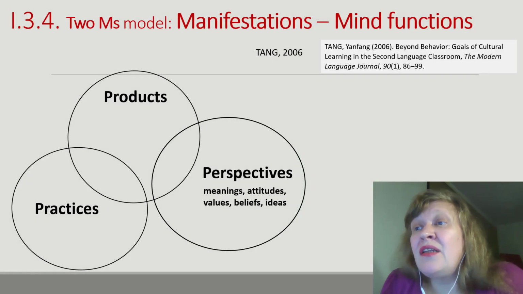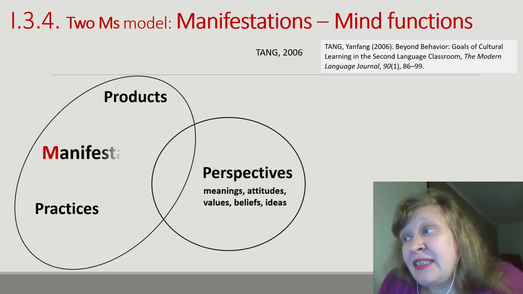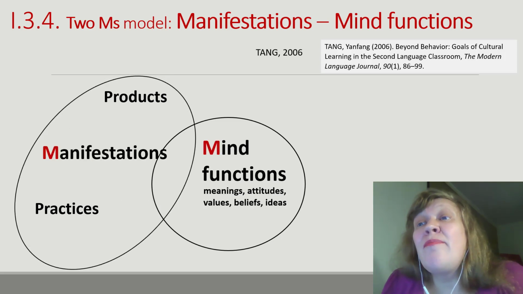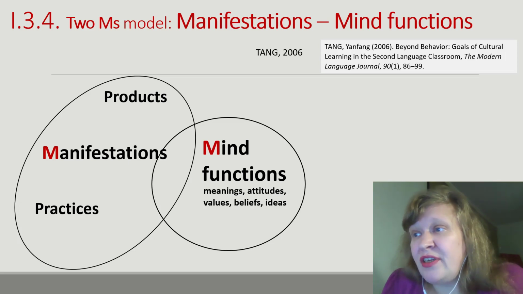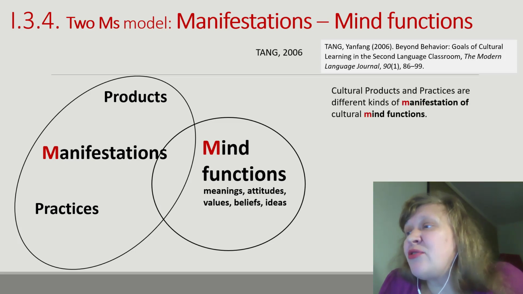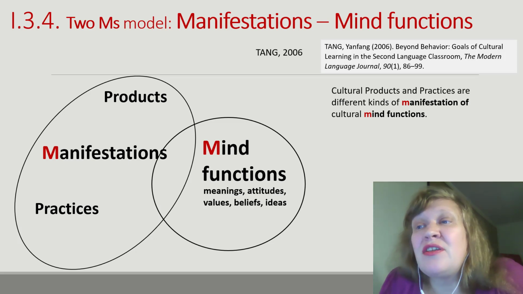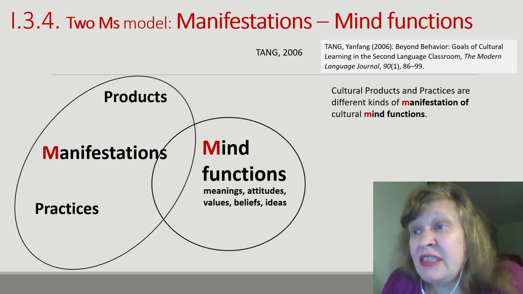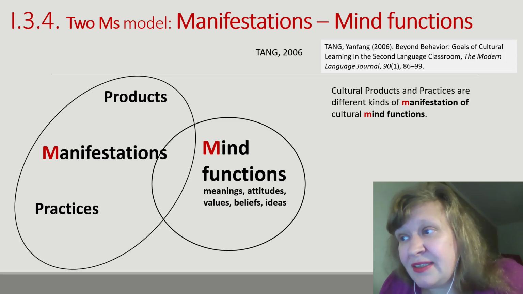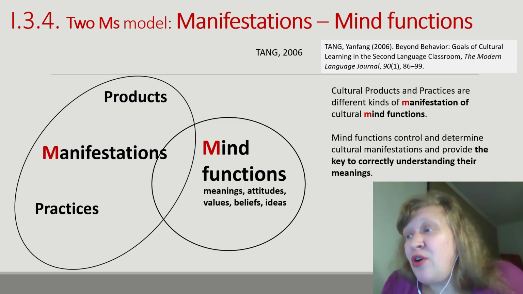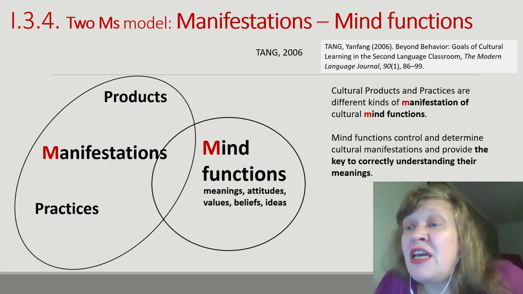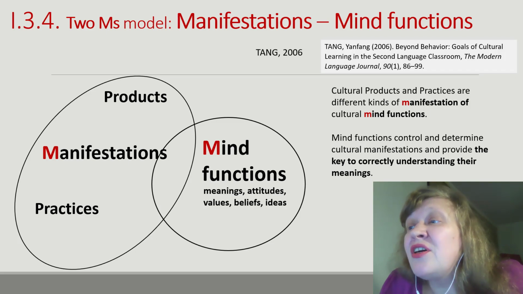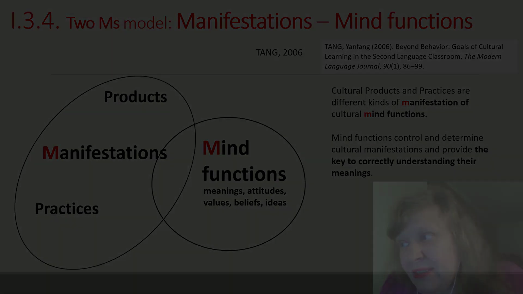For instance, Yang Fang Tang suggests combining products and practices under the name of manifestations. According to Tang, we can consider both cultural products and practices, facts, achievements, behaviors, as different kinds of manifestations of cultural mind functions, such as meanings, attitudes, values, beliefs, and ideas. Mind functions control and determine cultural manifestations and provide the key to correctly understanding their meanings.